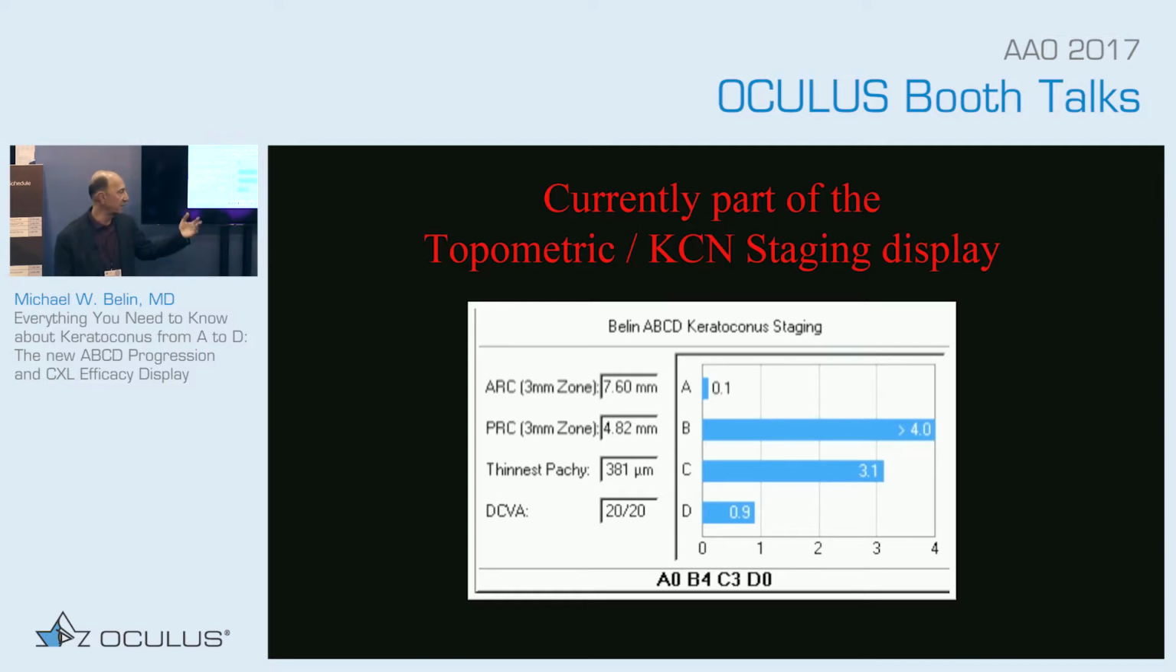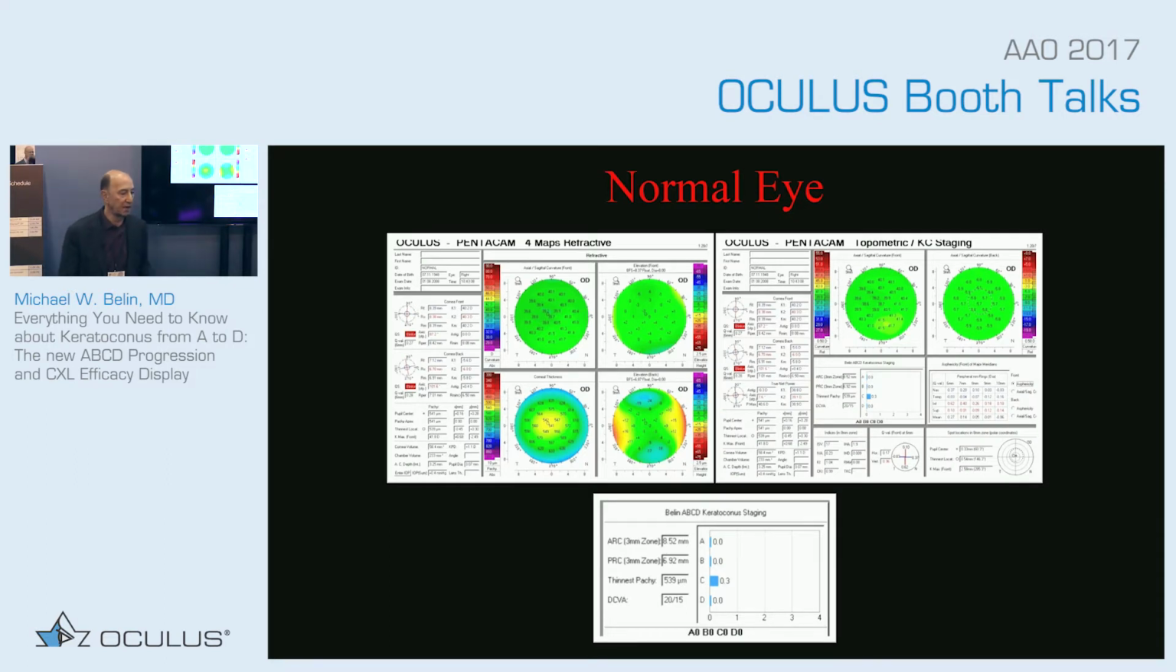So if someone was to tell me this is A0, B4, C3, D0, I would know A0, it has a normal anterior surface, a very prominent posterior ectasia, the cornea is moderately thinned, but distance visual acuity is normal because the anterior surface is normal. So it allows us, again, to describe each separate layer. And let's look at some examples.